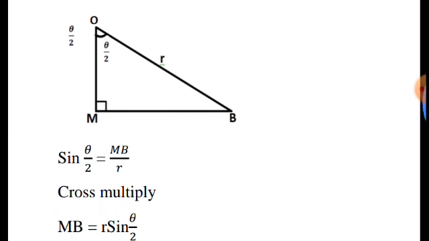Now from there we cross multiply. When you cross multiply, we are going to have MB equals R sine theta over 2.